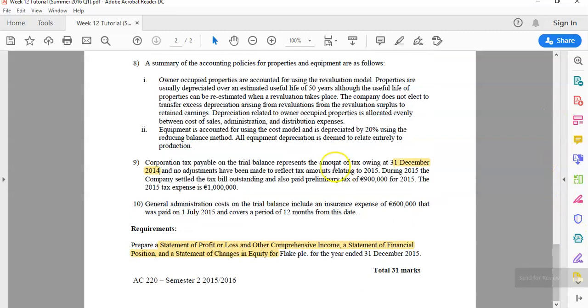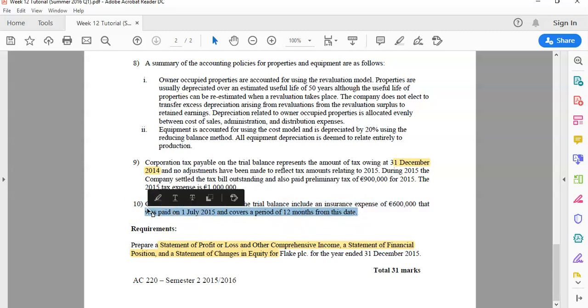And why that's there is they haven't actually accounted for the bill for this year, which is 1 million, and the preliminary tax paid for this year, which is 900,000. So you're going to have to make your entries to update for that as well. And finally, in general admin costs, an insurance expense of 600,000 was paid halfway through this year for 12 months. So that's a simple prepayment that you have to deal with.